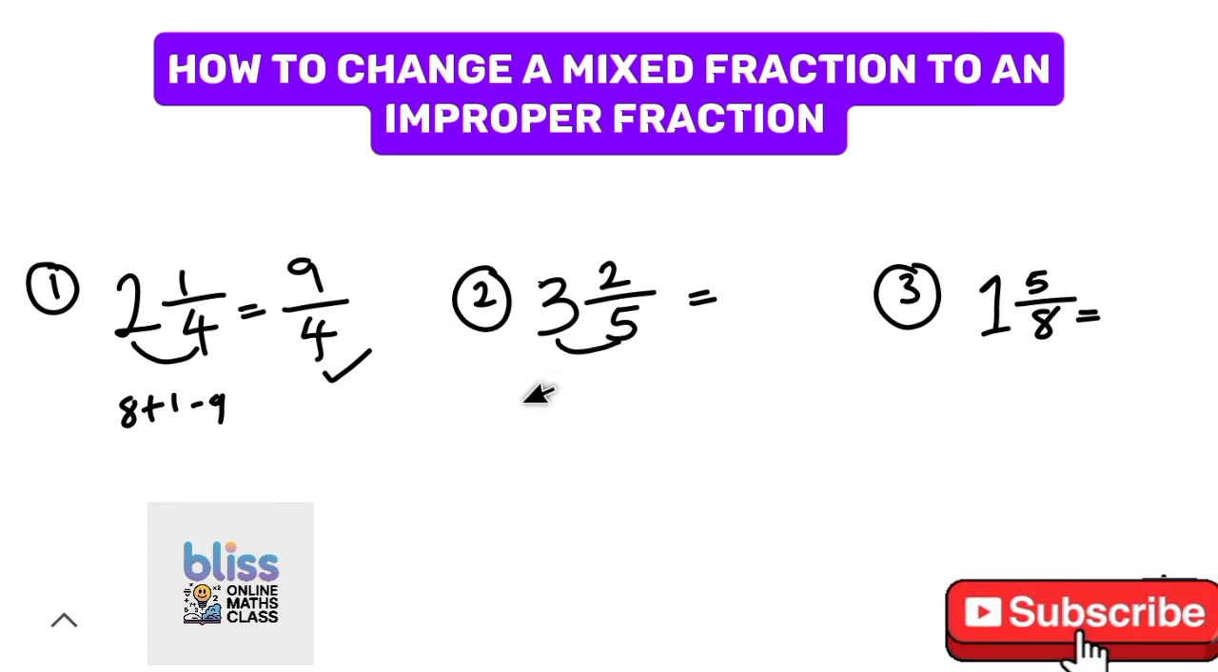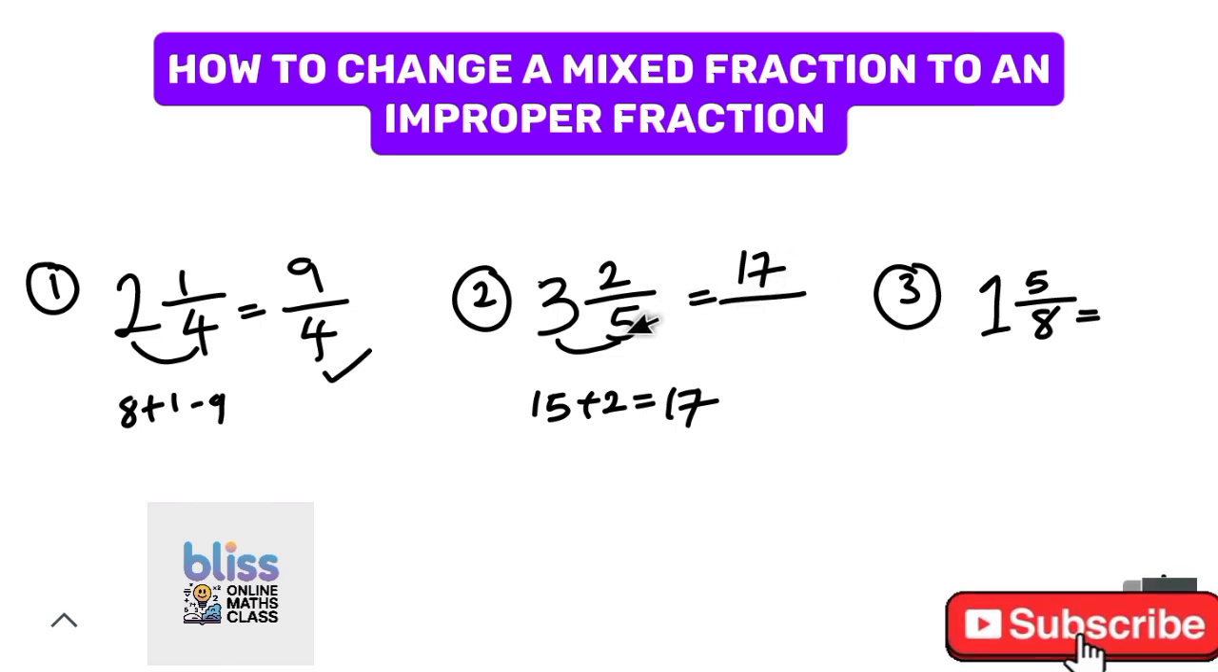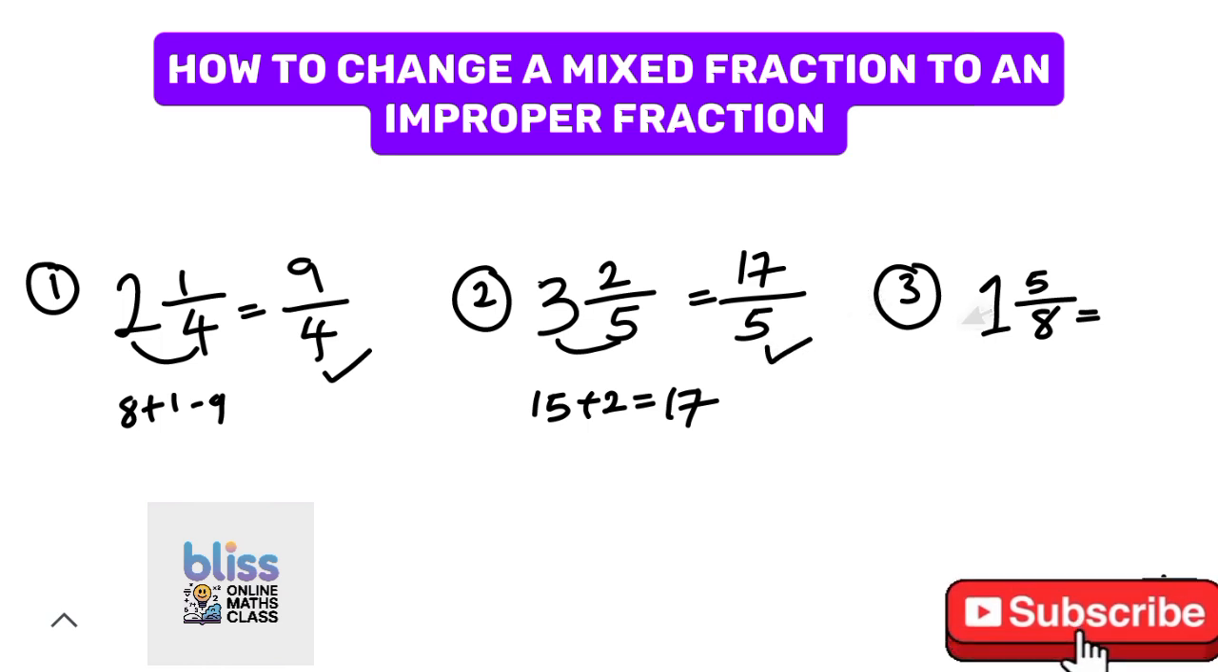Number 2, you multiply 3 by 5. 3 times 5 is 15. 15 plus your 2 at the top. 15 plus 2 will give us 17. You come here and write your 17 and bring over your 5 at the bottom. Therefore, your answer is 17/5.